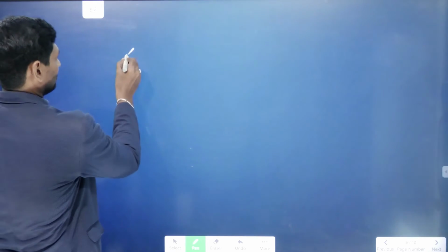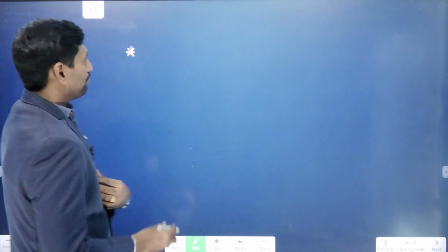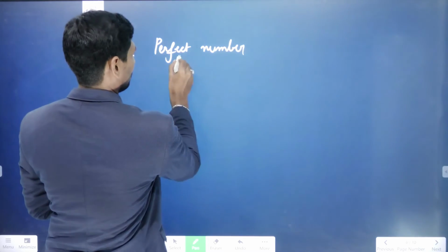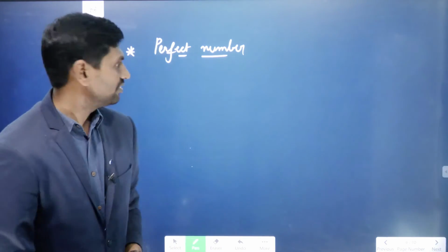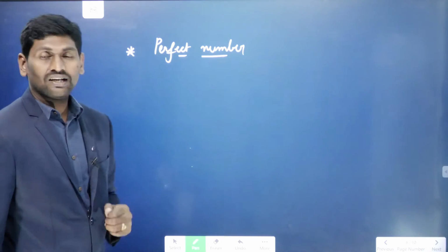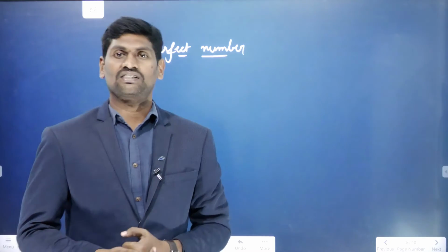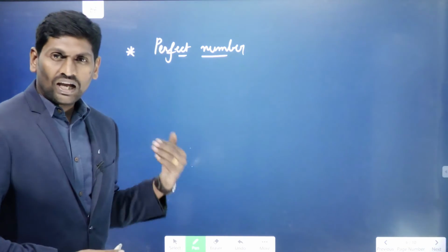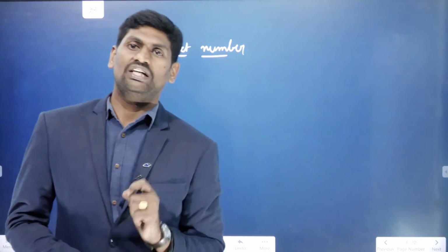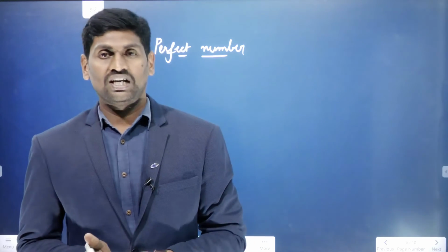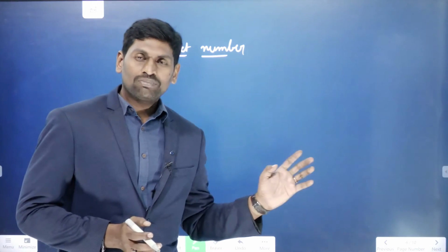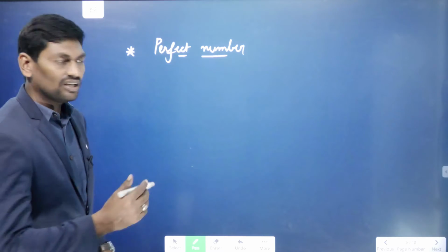Next, let us see perfect number. What is a perfect number? If you take any number, find its factors, and you know how to find the factors, right? Find the factors and add all of the factors. If the answer is double the number, that is, the sum of divisors or sum of factors of a number is double the number, that type of numbers are called perfect numbers.